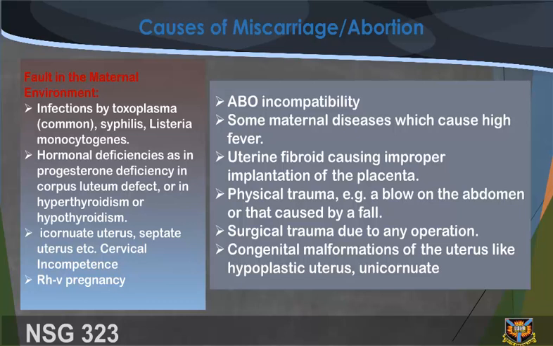some maternal diseases which cause high fever; uterine fibroid causing improper implantation of the placenta; physical trauma, e.g., a blow on the abdomen or trauma caused by a fall; surgical trauma due to hernia operation; congenital malformations of the uterus like hypoplastic uterus, unicornuate uterus.